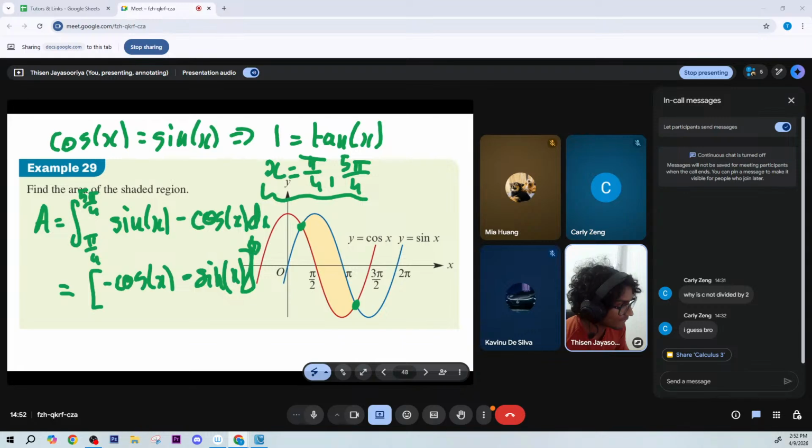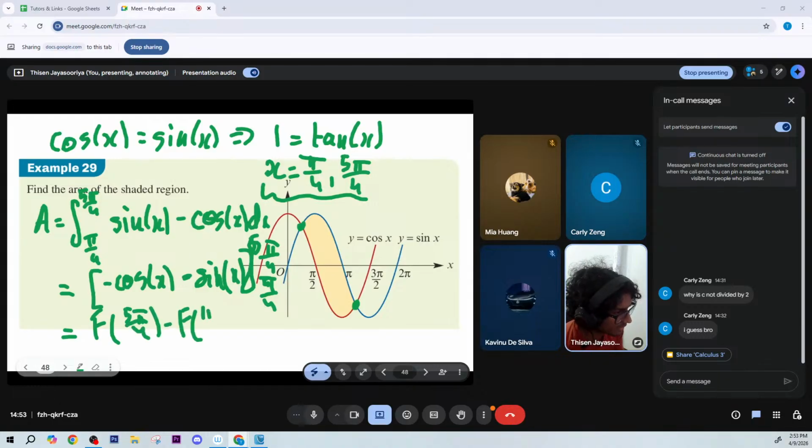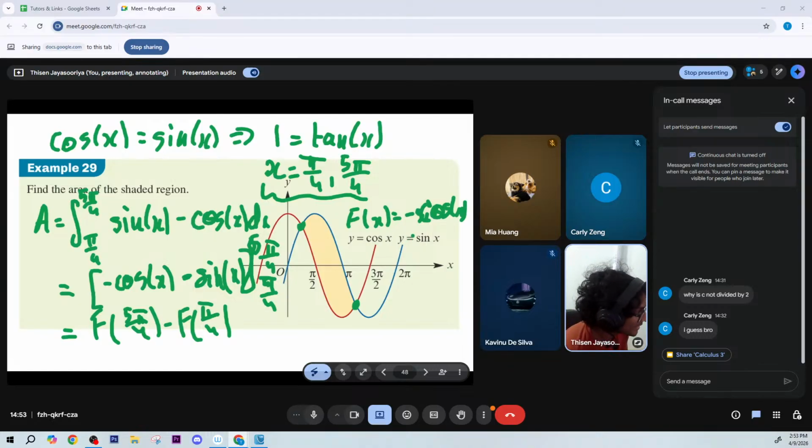So we get 5 pi on 4, pi on 4. That means here we do f of 5 pi over 4, take f of pi over 4. So if I do that on the side, f of x equals negative sine of x, cos of x. When we look at the exams, you have a lot more space to do this, I swear. Take away sine x.